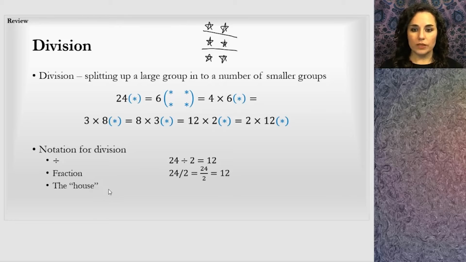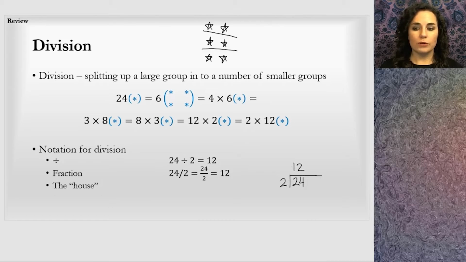The house is a little bit different. When we move towards long division, we have to create a house. And the number that is getting divided into smaller groups goes under the house. And the number that is the size of the group we want is outside the house. So this would be 24 divided by 2. 24 is underneath the house. It's getting divided by 2, which is outside the house. And the result goes above whatever's in the house. So the answer is 12. So 24 divided by 2 is 12.